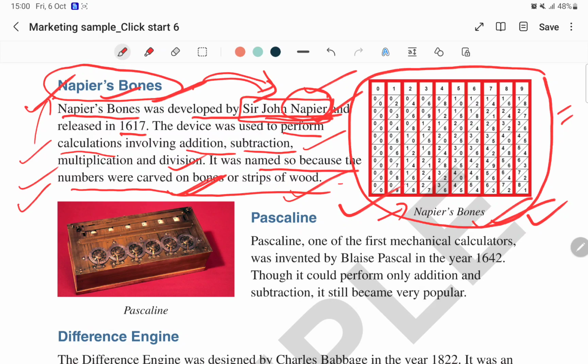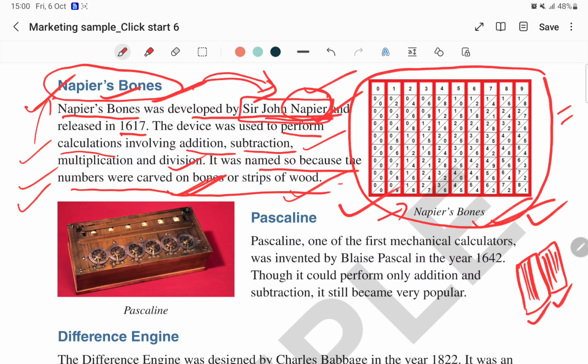It was like a bone or a strip of wood, like how a wooden scale is. So it was like a strip of wood or a bony structure, and on that we have printed numbers. So the name given was Napier's bone.